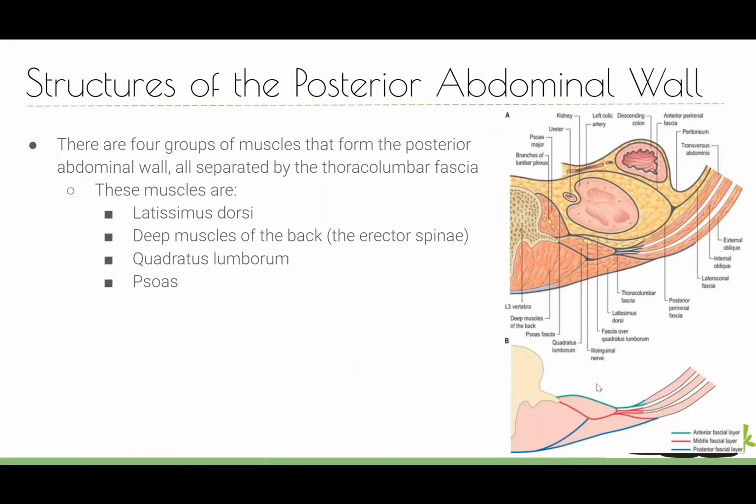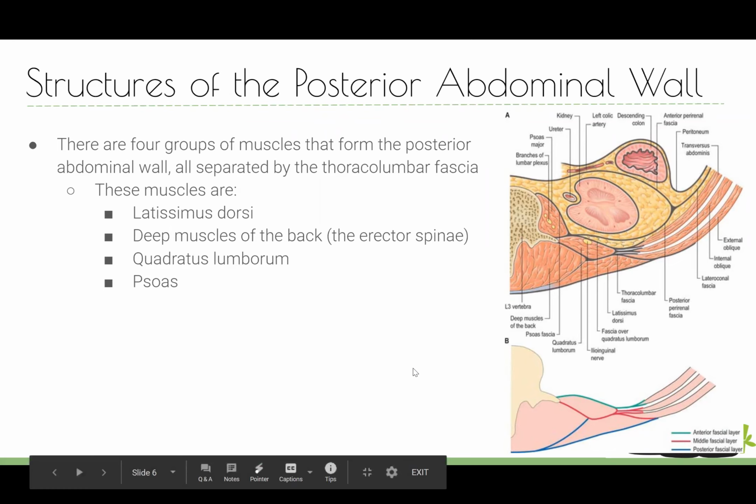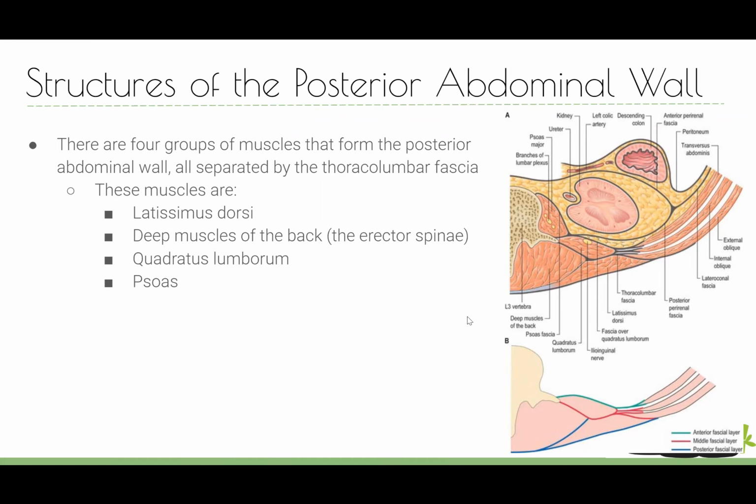In terms of the structure of the posterior abdominal wall, there's not a heap to talk about here, but they like quizzing you, or they would have liked quizzing you on this in imaging. But there are 4 real groups of muscle that you really need to pay attention to. And this is the lat dorsi, deep muscles of the back, or the rectus spinae, and the quadratus lumborum, or the psoas.